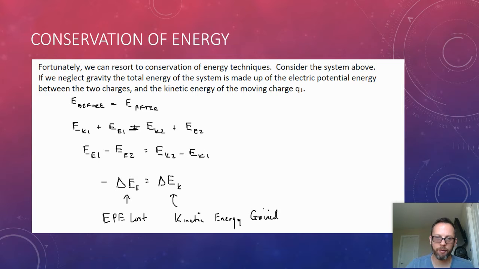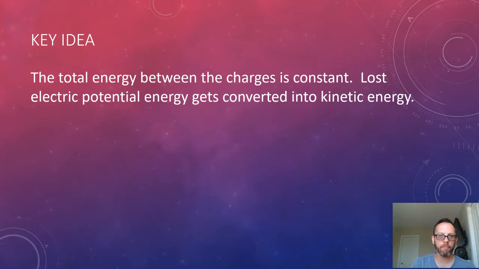And this scenario is not unlike lifting some object in the air and letting it drop. All that stored gravitational potential energy, when you drop it, gets converted to kinetic energy as it falls. It's kind of a similar case here. You bring two like charges together and store some energy, and when you release them and they're free to move, that stored energy gets released as kinetic energy. And so that's going to be the starting point for our problem. So the total energy between the charges is constant, and lost electric potential energy gets converted into kinetic energy. That's the key idea that I have there on your sheet, guys.